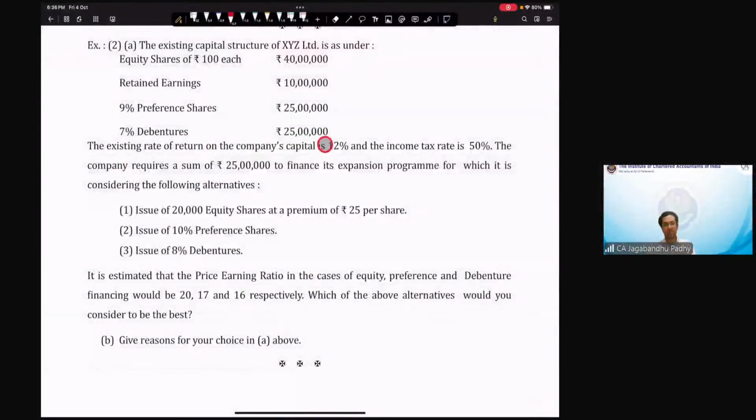The existing rate of return on the company's capital is 12%. So it means the company is into such a business which gives 12% as return on capital employed. The income tax rate is 50%. The company is in need of an additional 25 lakhs to finance its expansion program, for which it is considering the following three alternatives.